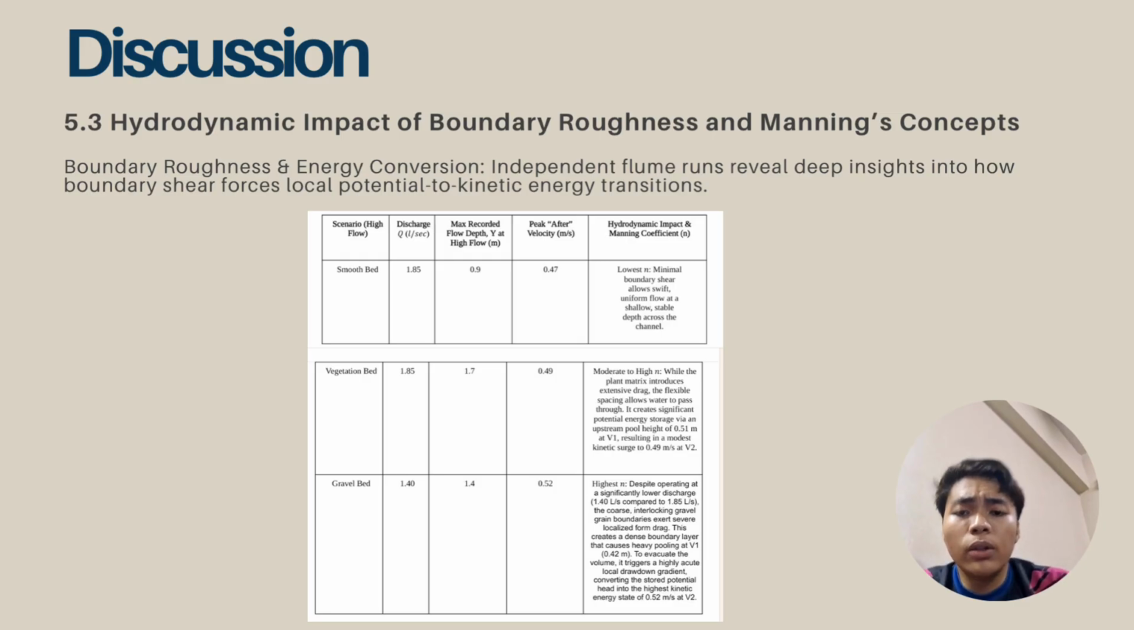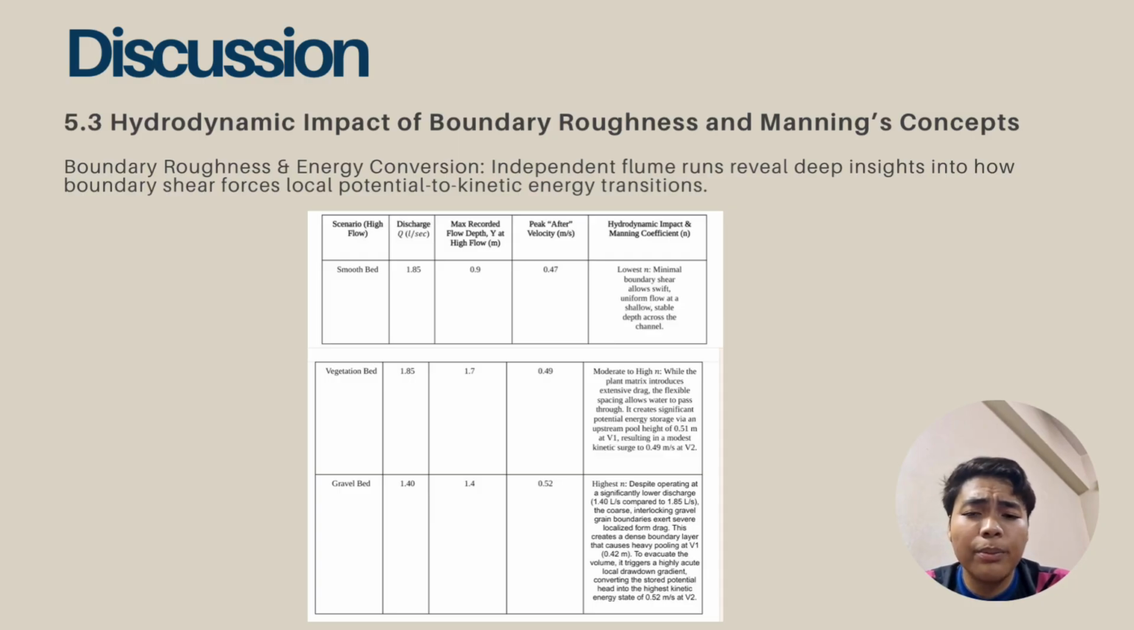When we introduce our vegetation bed at the same discharge of 1.85 liter per second, we observe a moderate to high Manning's n. Although the plant matrix introduced extensive drag, its porous structural elements distribute this force. This creates an upstream backwater pool of 0.51 meter to generate adequate head, which then transitions into a modest kinetic surge of 0.49 meter per second as it clears the transition zone.